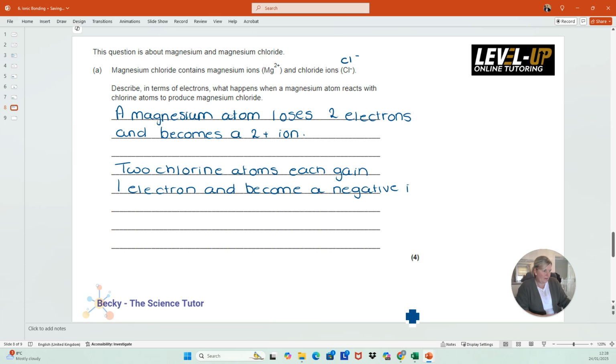There we go, guys. There's our 4 marks in the bag. Okay, hope you found that session useful. Hope you now understand how table salt holds itself together. We've got those 2 opposite charges that attract, and they hold that compound together, forming what we commonly know as table salt, which is sodium chloride.